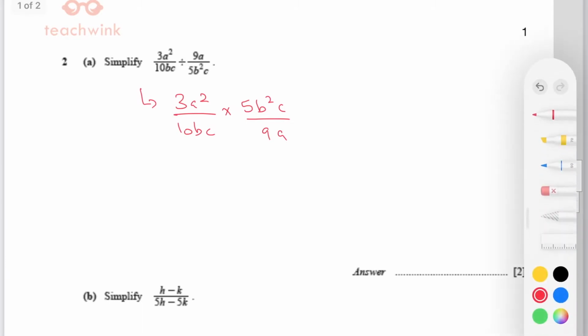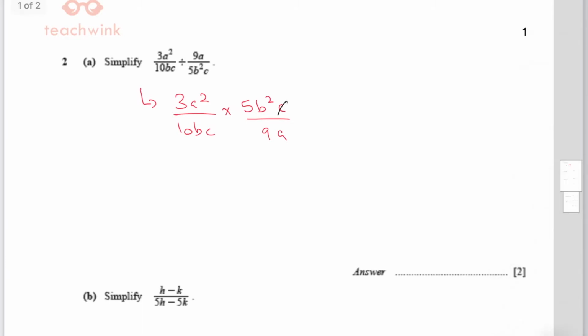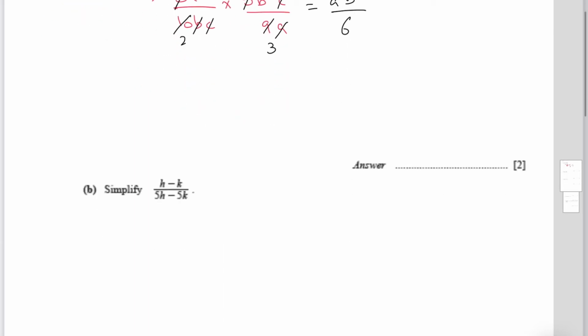The next step that you do is, let's do that in black. We cancel out the c's, we cancel out one of the b's with one of them over here. Then we simplify 5 and 10, you get 2 over here. Then you cancel out this a with one of the a's over here and you simplify 3. This becomes 1 and 9 becomes 3. Then when you multiply this, you have 1a at the top and 1b at the top. A times b is ab over 2 times 3 is 6. So the simplified version of this is ab over 6.